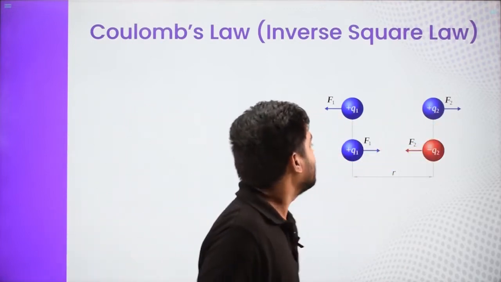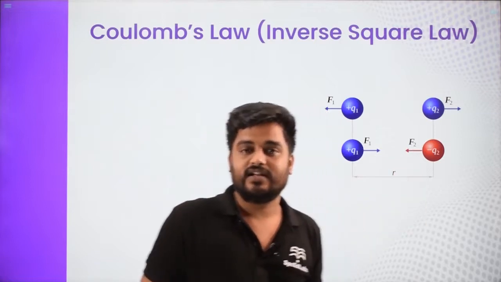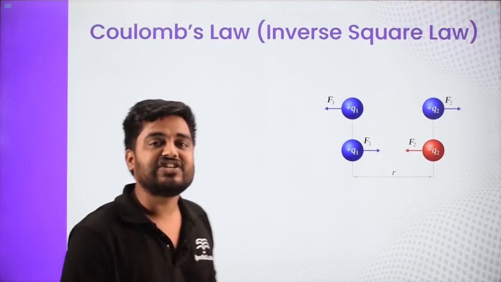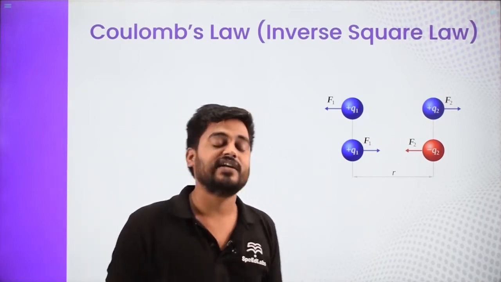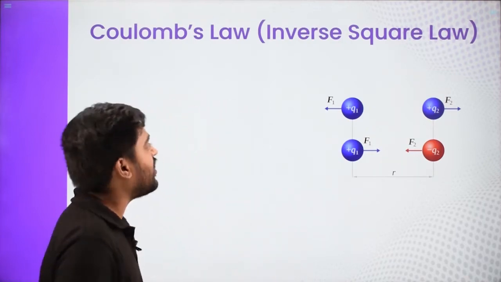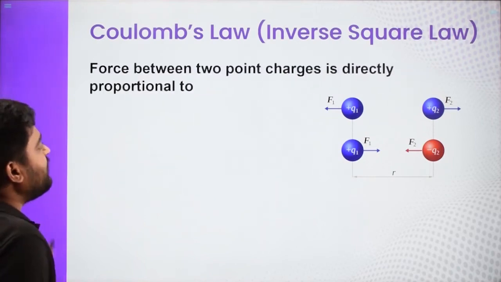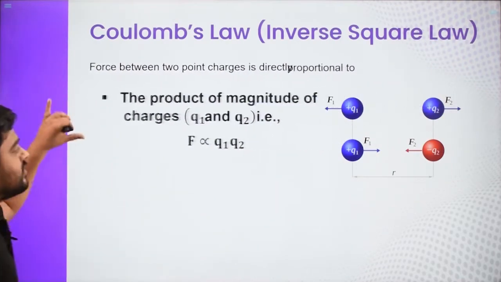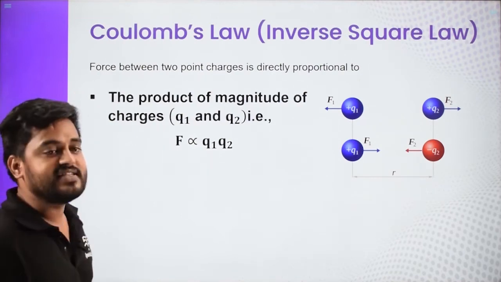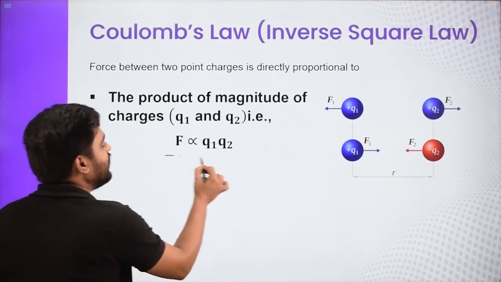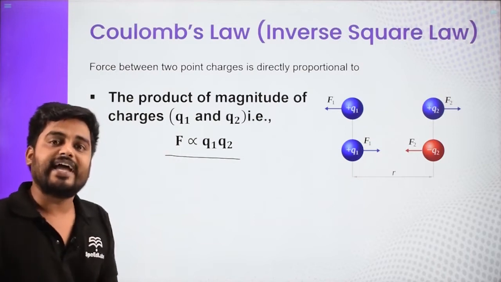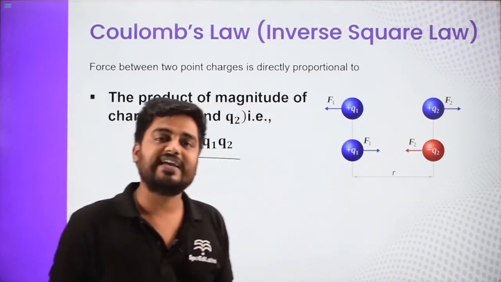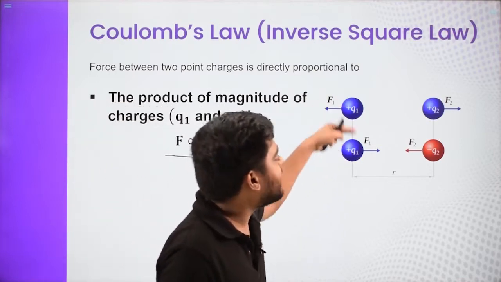These forces, F1 and F2, are equal in magnitude and opposite in direction. They are basically action-reaction forces. So they are the same in magnitude, opposite in direction. If we talk about these forces, then the force between these two point charges is directly proportional to the product of the magnitudes of the charges. That is, this F is directly proportional to Q1 times Q2. If one charge is Q1, the other is Q2. We are just talking about magnitude. Direction we can decide as per the figure.